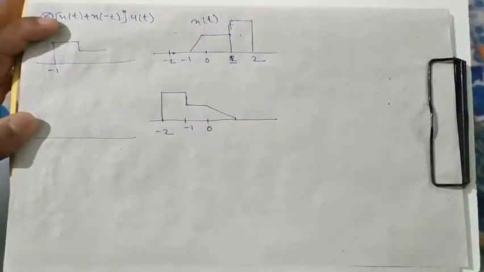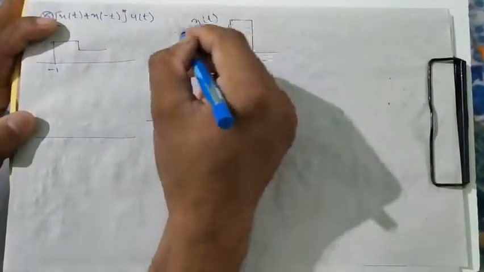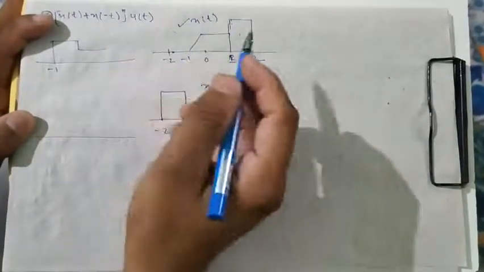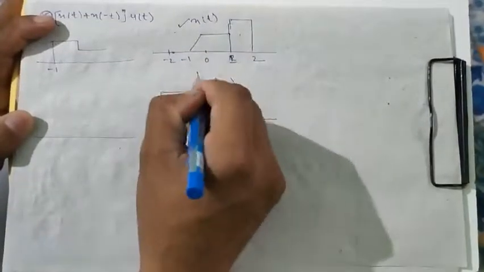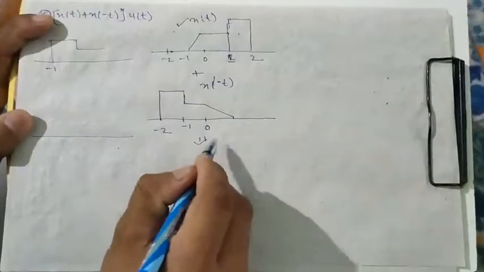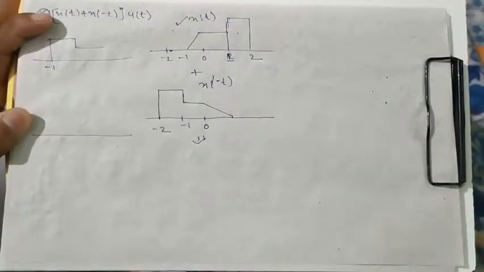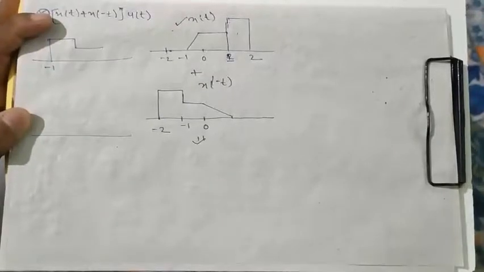Now see here, this is the time reversal of the signal, and this is the signal. So the question is, if we add both of these, what will be the result for the unit step signal? Let's see. For the interval between 0 to 1, the ramp function added to a constant is raised by 1 unit, okay?